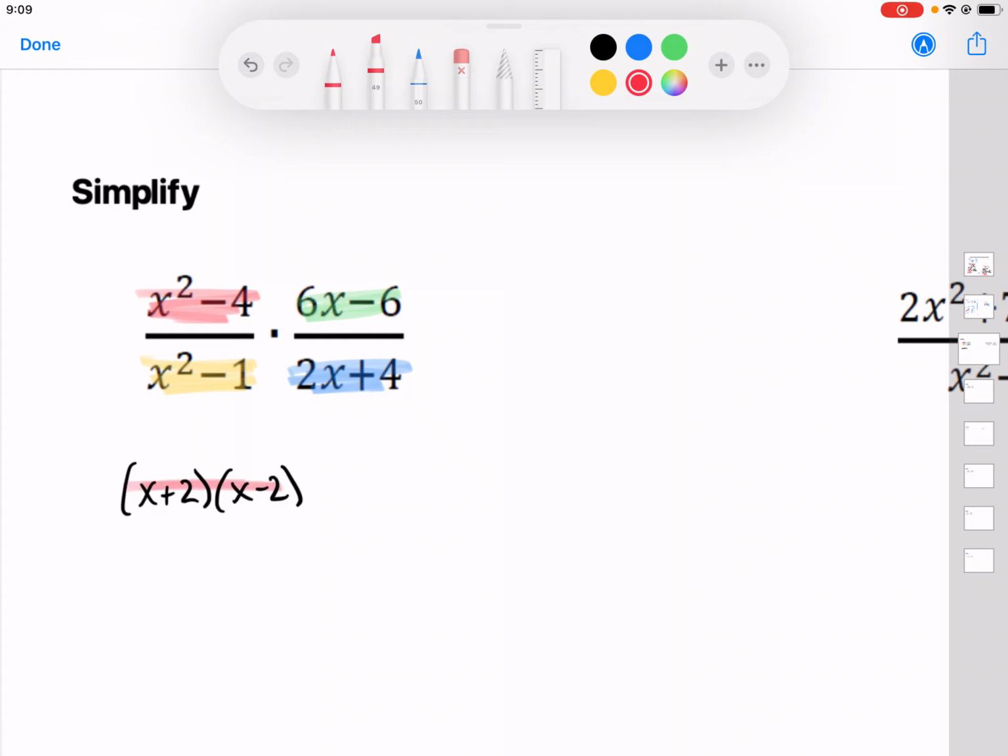And just so you know where I'm pulling everything, red matches with red. X squared minus 1 is also a difference of perfect squares. So that's x plus 1, x minus 1. And so that was the yellow. And then we've got the green. There's a greatest common factor of 6. There's no exponent on the x, so I know I'm only looking for greatest common factor in that case.